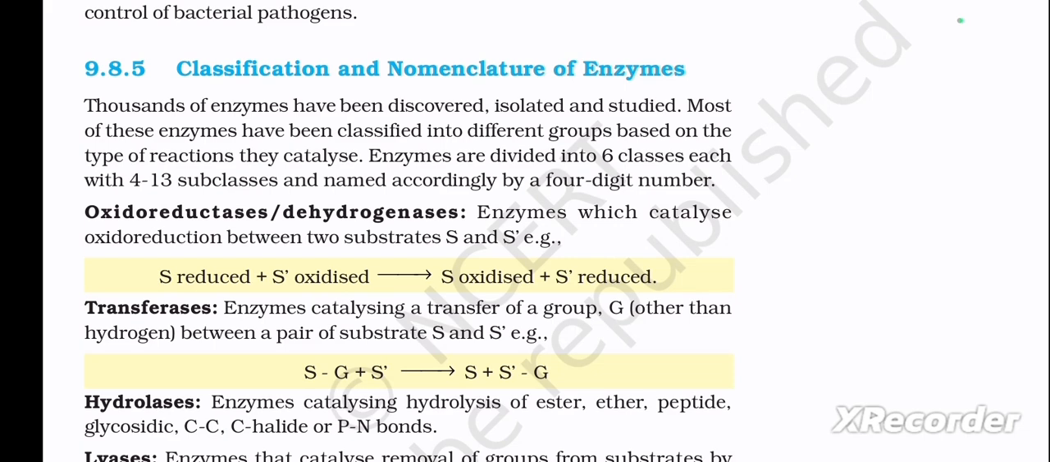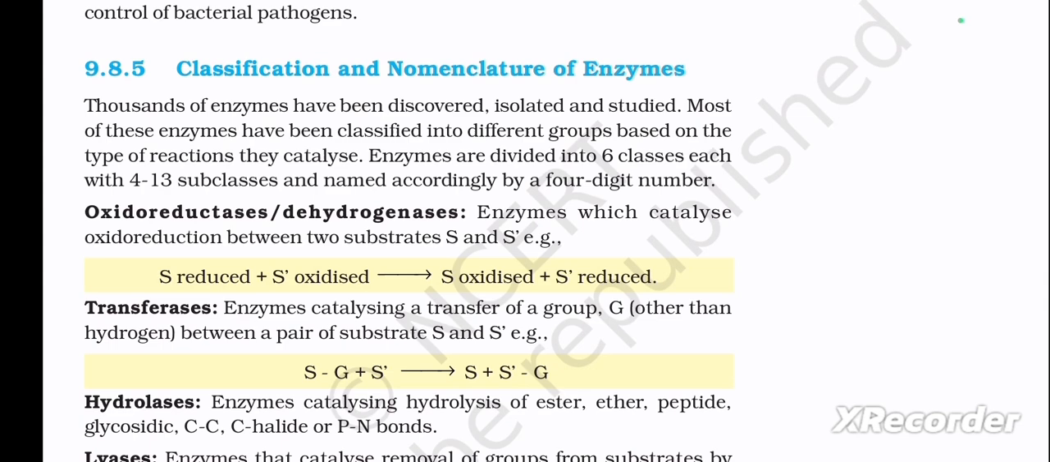Next is 9.8.5, classification and nomenclature of enzymes. Thousands of enzymes have been discovered, isolated, and studied. Most of these enzymes have been classified into different groups based on the type of reactions they catalyze. Enzymes are divided into 6 classes, each with 4 to 13 subclasses, and named accordingly by a 4-digit number.